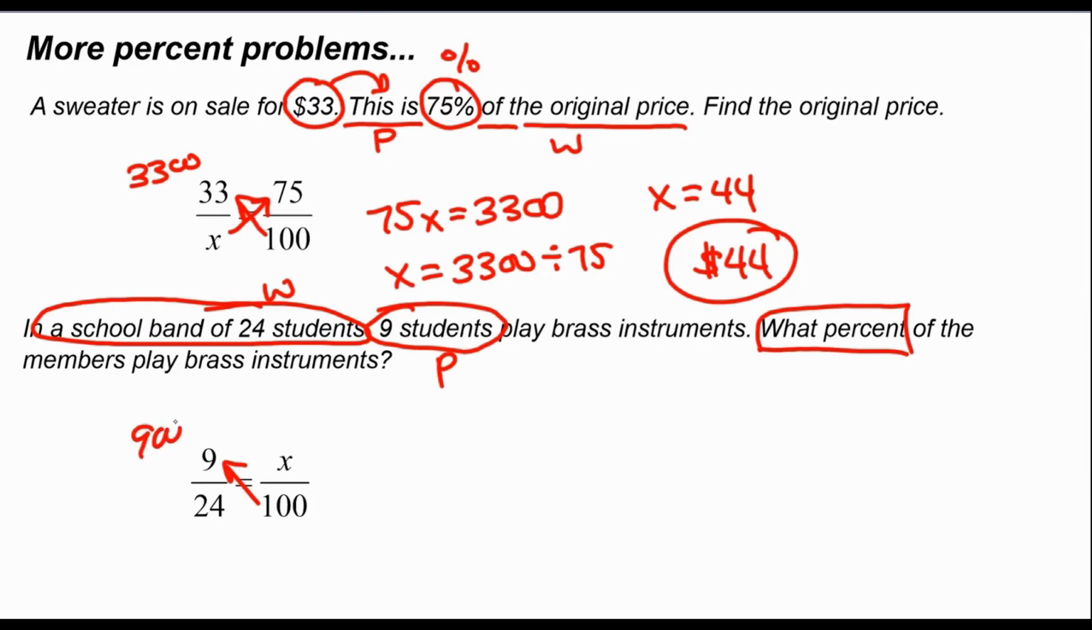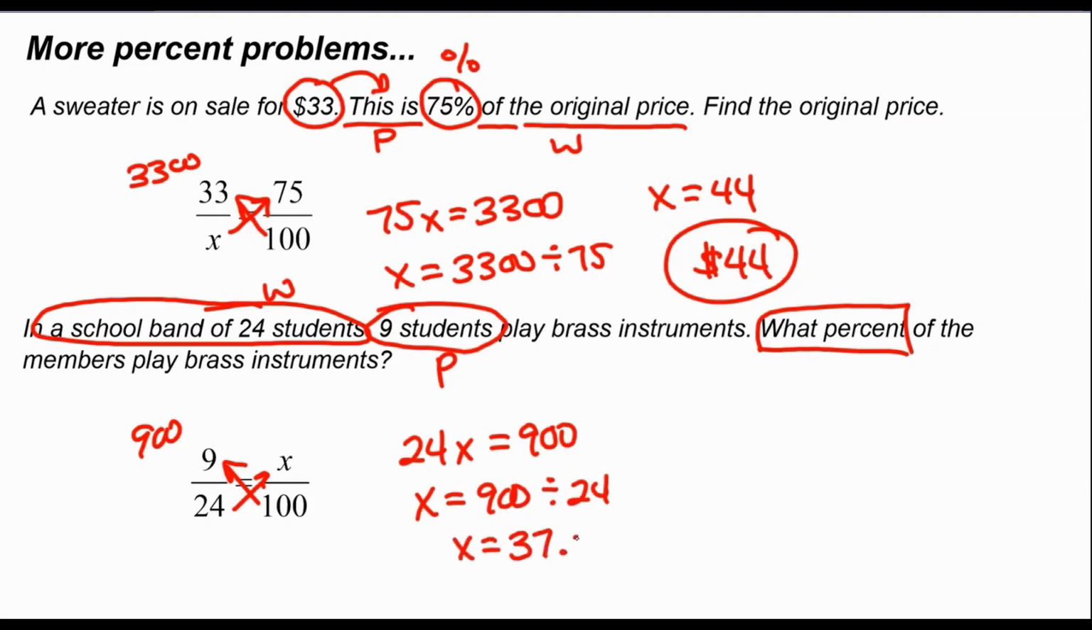And I'm going to use cross products here again to solve this one. 100 times 9 is 900. So I know that 24 times x is 900. So x is going to be 900 divided by 24. And 900 divided by 24 is 37.5. And again, we were looking for a percent. So it's 37.5% of the band play brass instruments. So that is using the percent proportion to solve percent problems, either when the part is missing, the whole is missing, or the percent is missing.